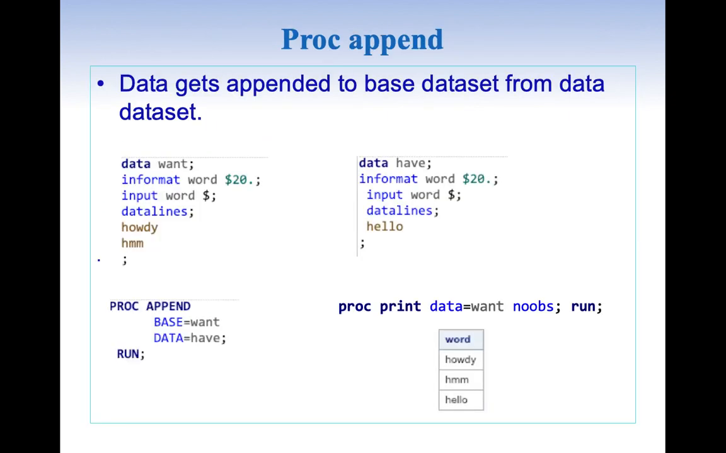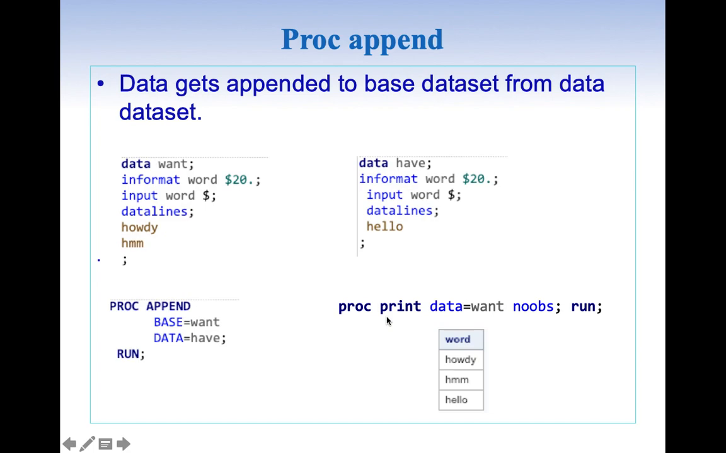Now let us quickly look into PROC APPEND. In PROC APPEND, data gets appended to the base dataset from the data dataset. To understand it better, let us go through an example. Here we have two datasets. The first one is the want dataset and the second one is the have dataset. And here is the syntax of PROC APPEND. We are going to append the data in the have dataset to the want dataset. So we write base=want, data=have, and this is the syntax for PROC APPEND.